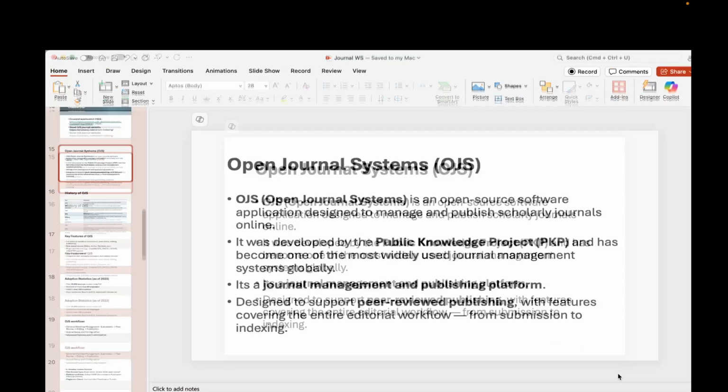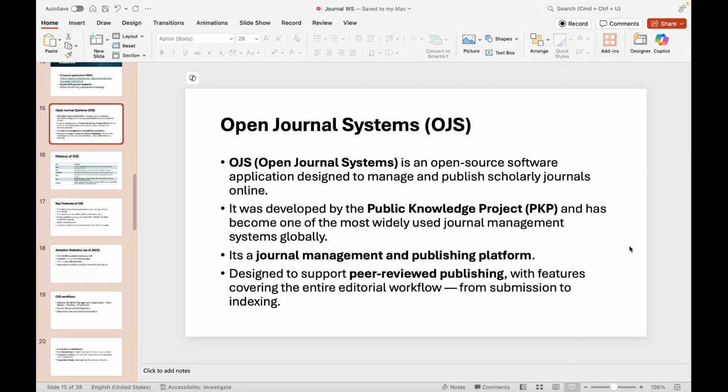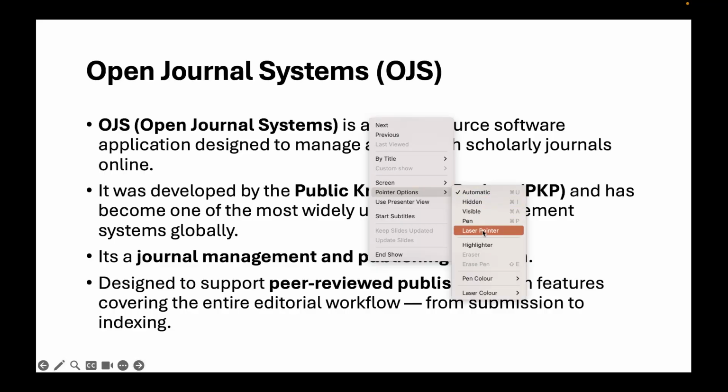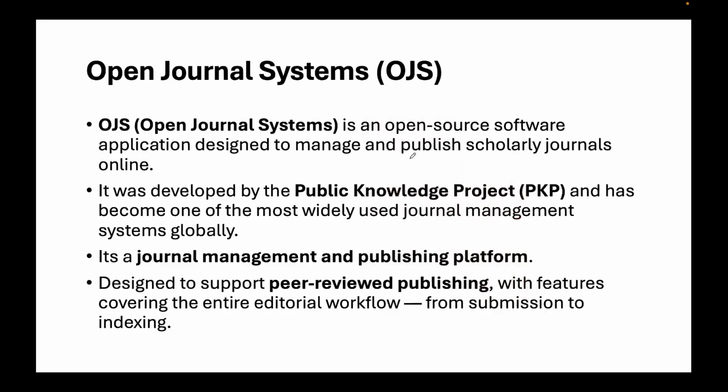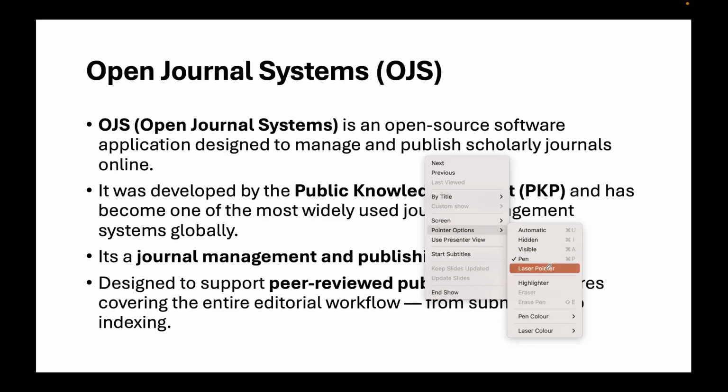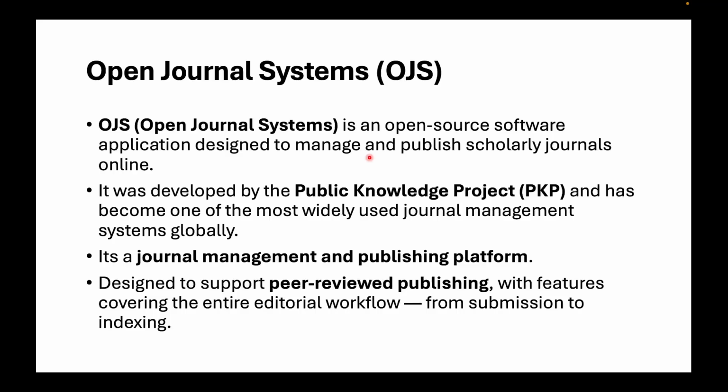Open Journal System. Open Journal System is an open source software application. This is designed to manage and publish a scholarly journal online. So it's software which helps us to manage and publish the articles.